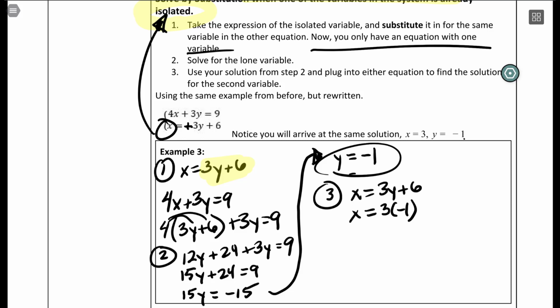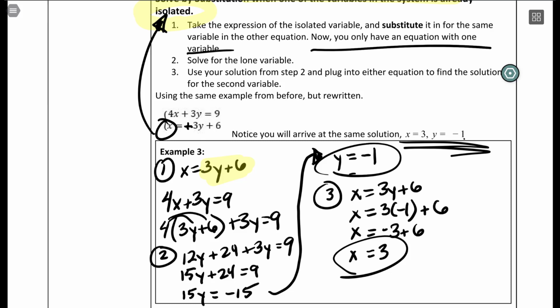So now I just have to use my solution that I got where y equals -1, and wherever I see y, I'm going to replace it with that. And now we have x equals -3 plus 6. Adding those two together, we get x equals 3. And there's our second value. And we indeed get the same exact set of solutions, x equals 3 and y equals -1.